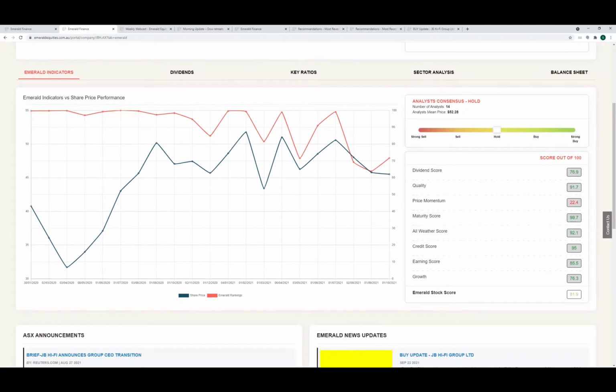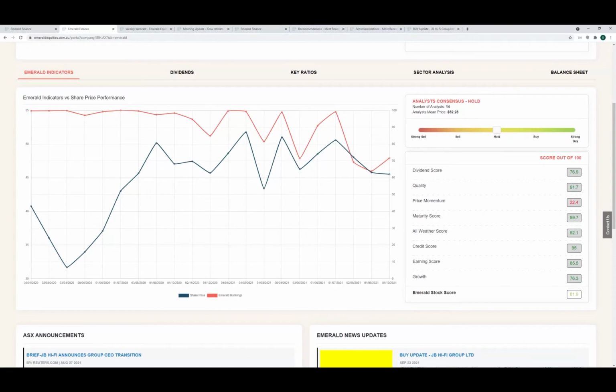A maturity score. This is a measure of how large, stable, and mature a business is. The blue chips, the stalwarts of their particular industry, will score highly here. So, if a company is a very large incumbent, a high maturity score will be seen. We have an all-weather score, and this basically shows the consistency of their performance, how well they've performed during downturns, how well their financial results have been during times where other companies' results have fallen off. We have a credit score, which rates the general creditworthiness of a business relative to their level of debt or their ability to service debt.